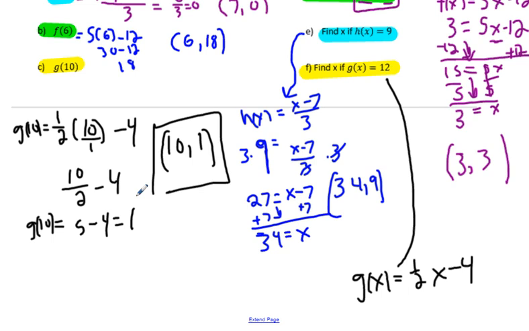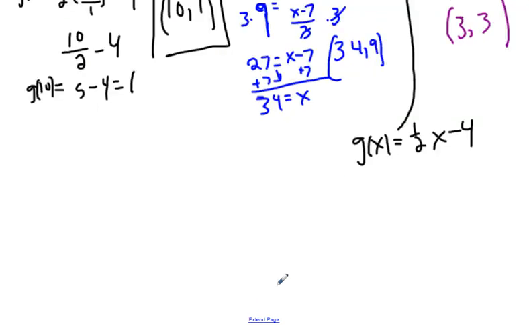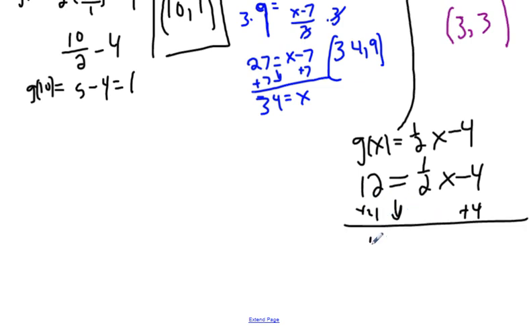So in place of the g of x, we're putting a 12. 12 is equal to 1 half x, take away 4. I'm going to add 4 to both sides in order to find this x. 12 plus 4 is 16. And these cancel out. Bring down the equal sign. I'm left with 1 half of x is equal to 16.